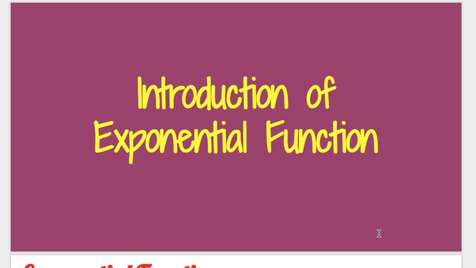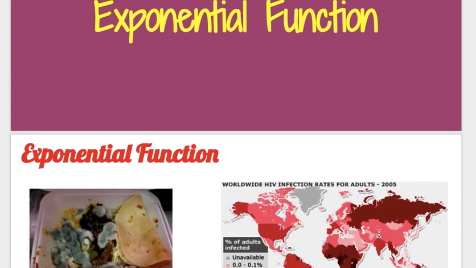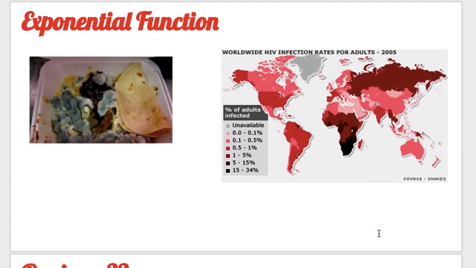Hello everyone, welcome back. Today we are going to start the topic of exponential function. In this lesson, we are going to briefly discuss what an exponential function is and what models we are going to have for this type of function. Before that, we're going to discuss some real-life examples we actually see in our life.